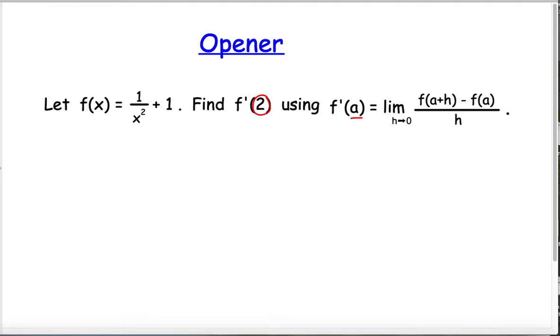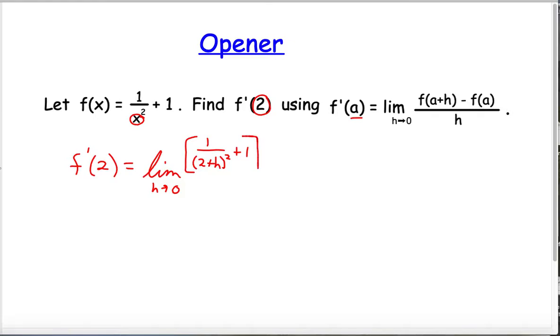So we're going to do f prime of 2 is equal to the limit as h approaches 0 of f of 2 plus h. I'm going to plug 2 plus h into my function wherever I see x. So it's going to be 1 over the quantity 2 plus h squared plus 1. That's my f of a plus h part. And then minus f of 2, which is going to be 1 over 2 squared plus 1, and all of that is over h.